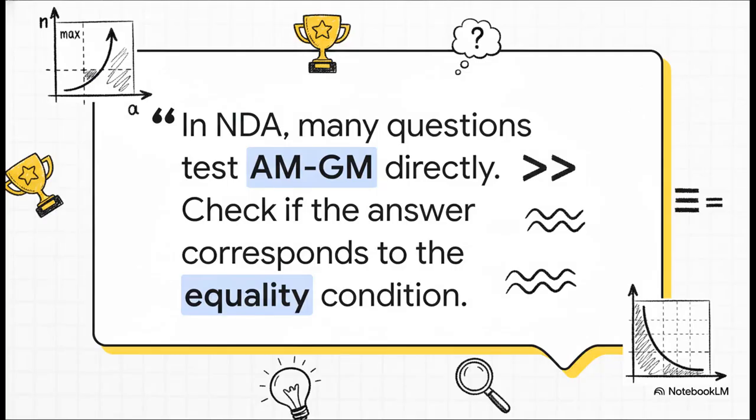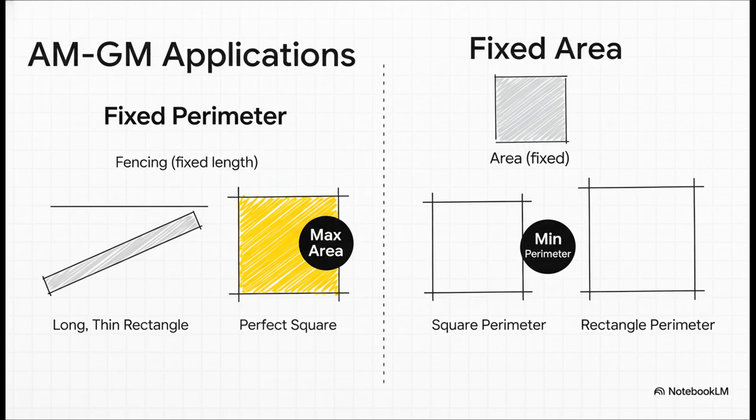All right, this next tip is pure gold, especially if you're prepping for an exam like the NDA. It's called the AM-GM inequality. That stands for arithmetic mean, geometric mean. And trust me, it is an incredibly powerful tool for finding max and min values without touching a single derivative. This little inequality is the secret sauce behind so many classic optimization problems.